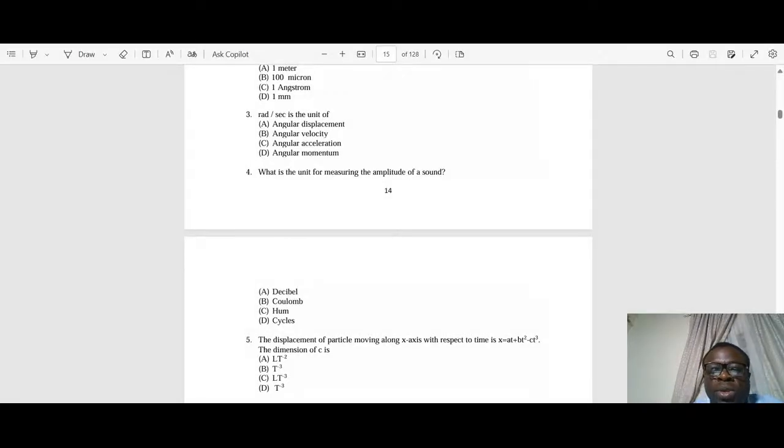Okay, the options. Somebody said I should help with the options. The options are A. LT raised to power minus 2, B. T raised to power minus 3, C. LT raised to power minus 3, and D. T raised to power minus 3.